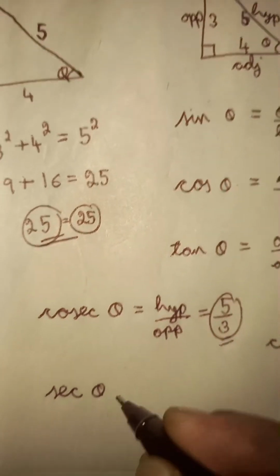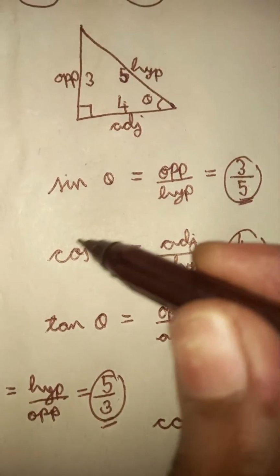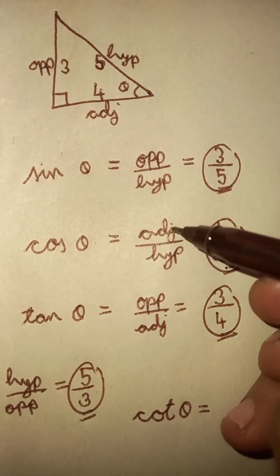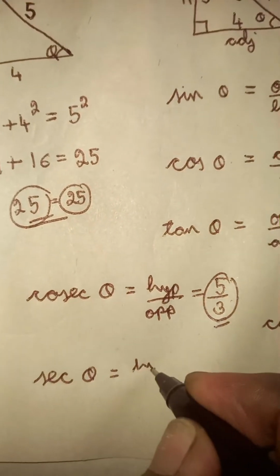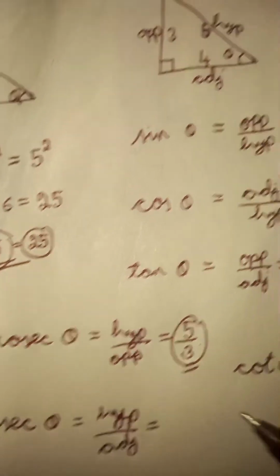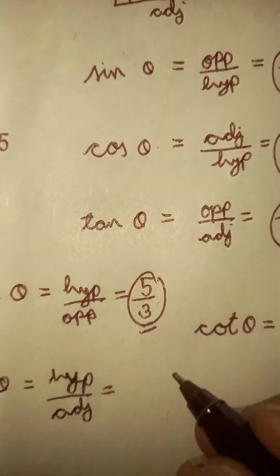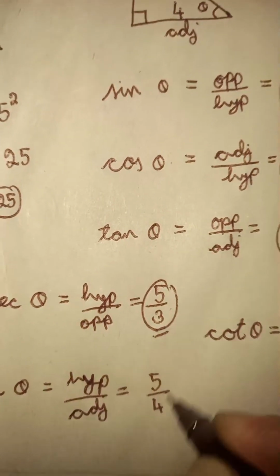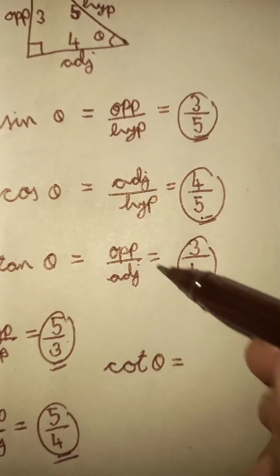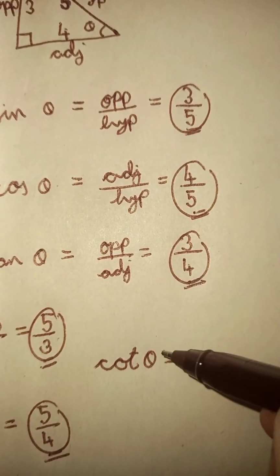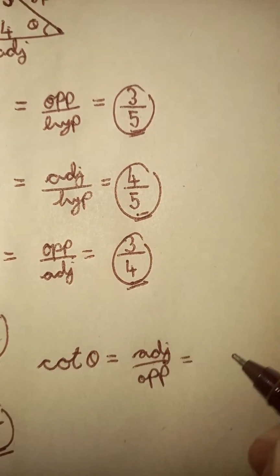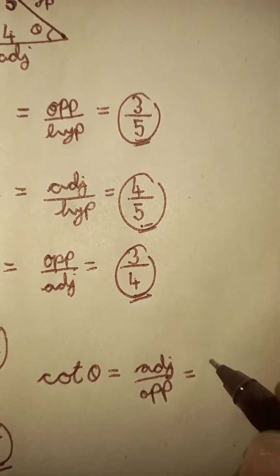In the same way, secant theta is the reciprocal of cos theta. Cos theta was given as adjacent by hypotenuse. The reciprocal of this is going to become hypotenuse by adjacent. So 4 by 5 here is going to become 5 by 4. Now cot theta, in the same way, is the reciprocal of tan theta. Tan theta is opposite by adjacent. In cot theta it is adjacent by opposite. So 3 by 4 is going to become 4 by 3.